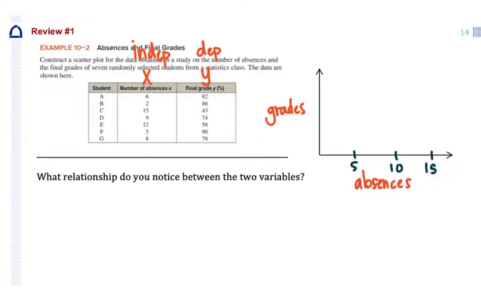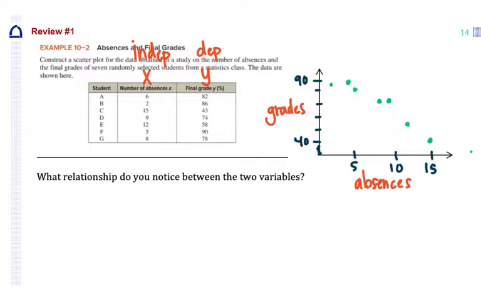And for the grades, it looks like they go from 43 up until 90, so we'll skip a bit from 0, 40, 50, 60, 70, 80, and 90. And we'll make dots. Each student gets one dot. So student A, 6 goes with 82. Student B, 2 goes with 86. Student C, 15 goes with 43. Student D, 9 goes with 74. That's right about there. And E, 12 goes with 58. F, 5 goes with 90. And 8 goes with 78. Right about there. Okay. So that's the scatter plot.